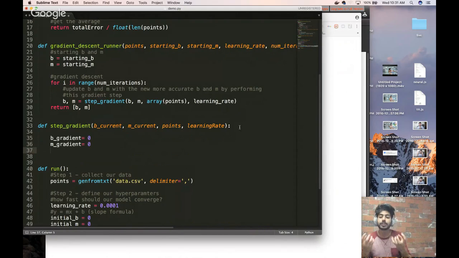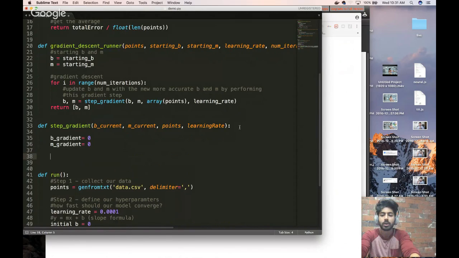The gradient is going to act like a compass. It's always going to point downhill. So once we calculate that error, it's going to act as a compass for us. It's going to tell us what direction we should be going, how we should best redraw our line.